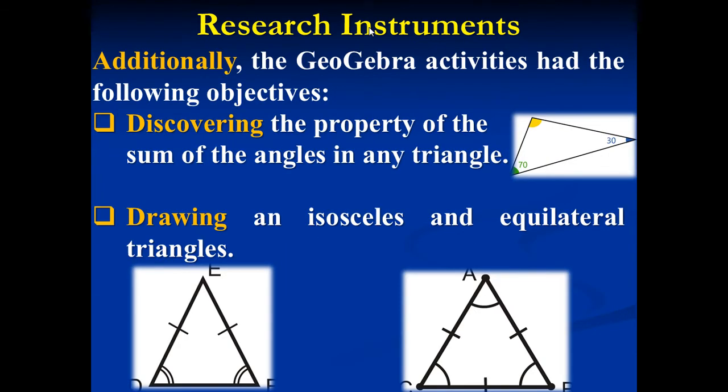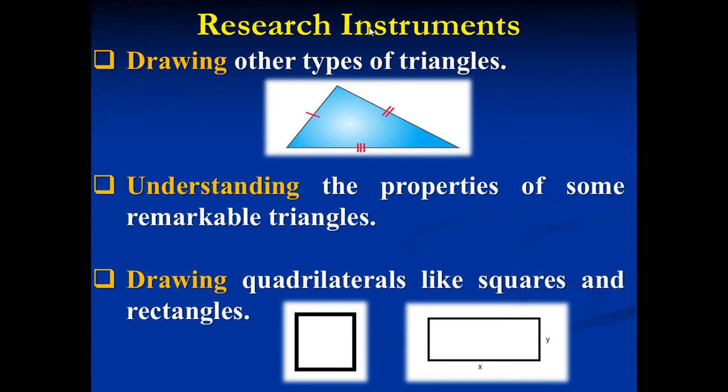Additionally, the GeoGebra activities had the following objectives: 1. Discovering the property of the sum of the angles in any triangle. 2. Drawing isosceles and equilateral triangles, as you can see in the images here. 3. Drawing other types of triangles like the scalene triangles. 4. Understanding the properties of some remarkable triangles. 5. Drawing quadrilaterals like squares and rectangles, as you can see in the images here.